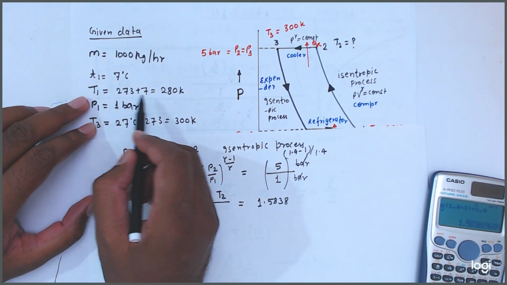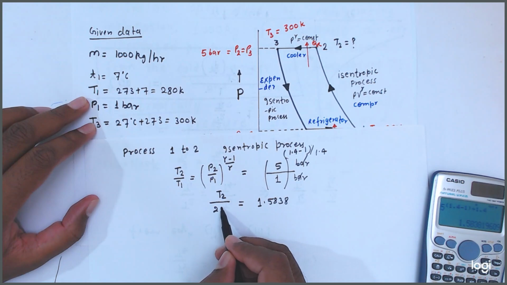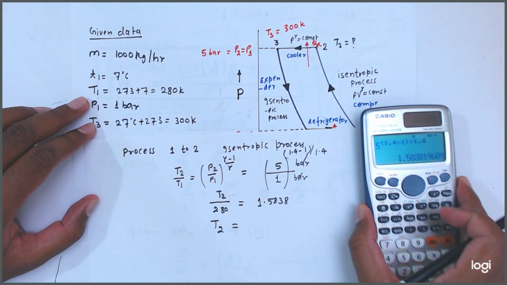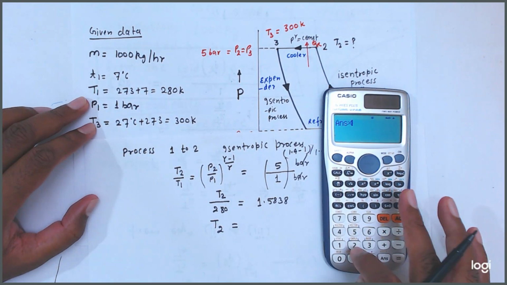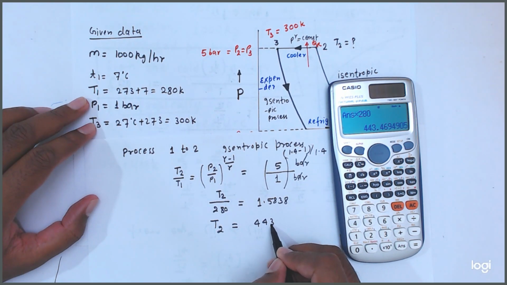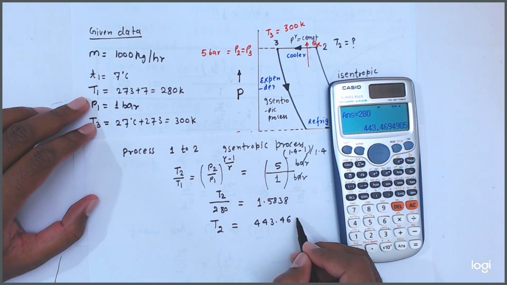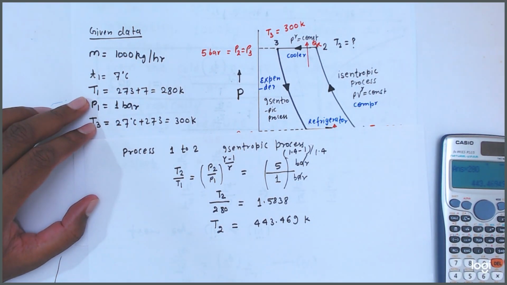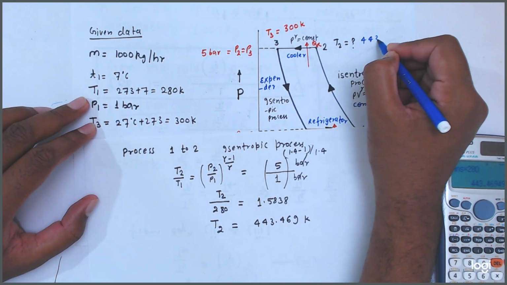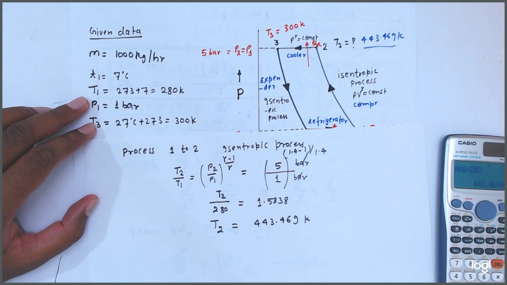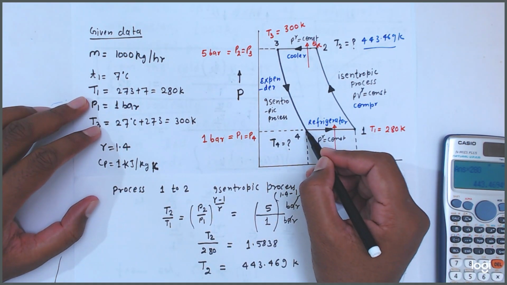This is T2 upon T1. T1 temperature is equal to 280 Kelvin. So T2 is equal to how much, friends? T2 equals 1.5838 multiplied with 280, so it will give 443.469 Kelvin. So this temperature is equal to 443.469 Kelvin.